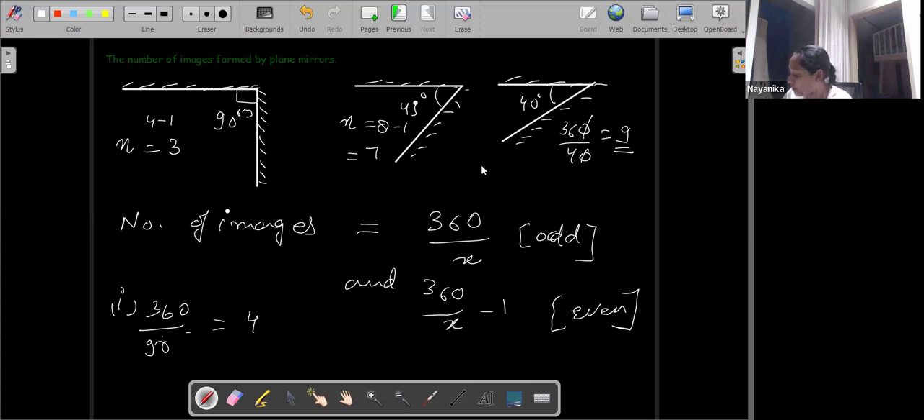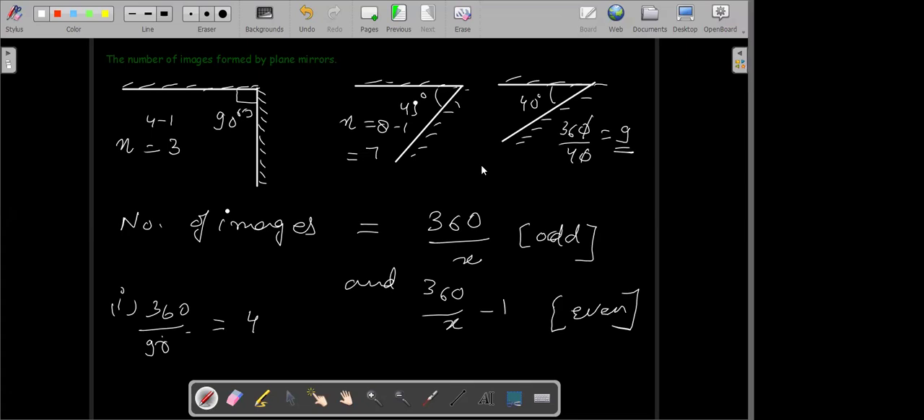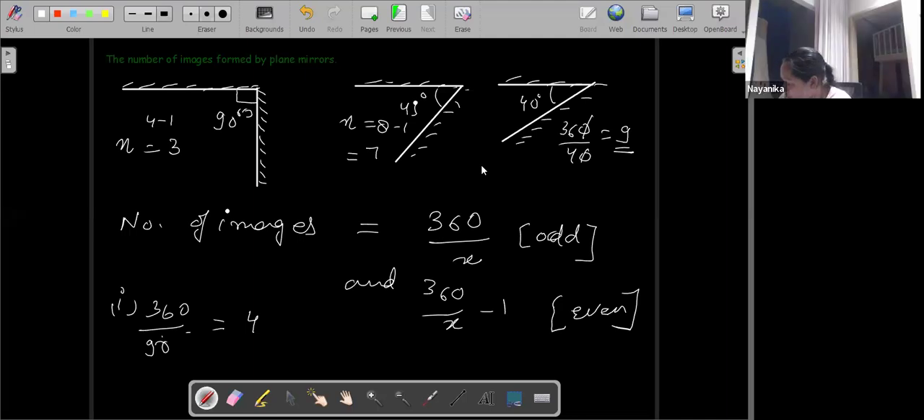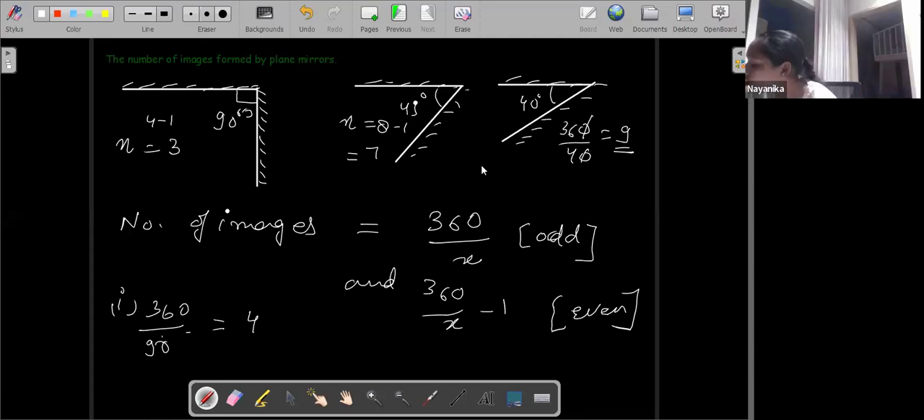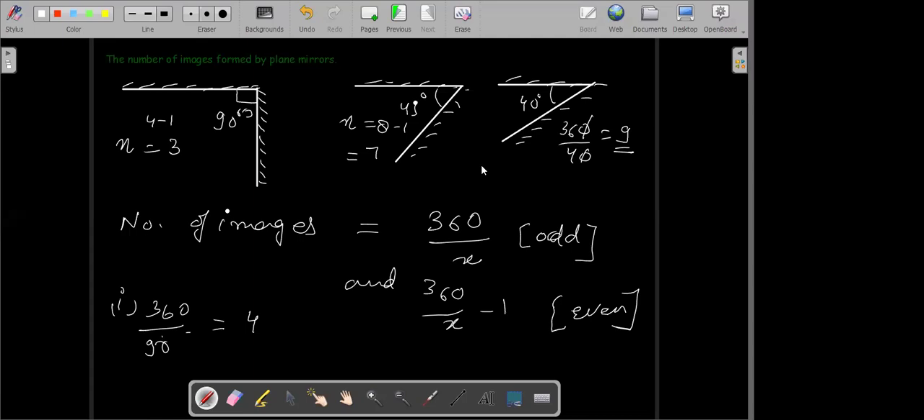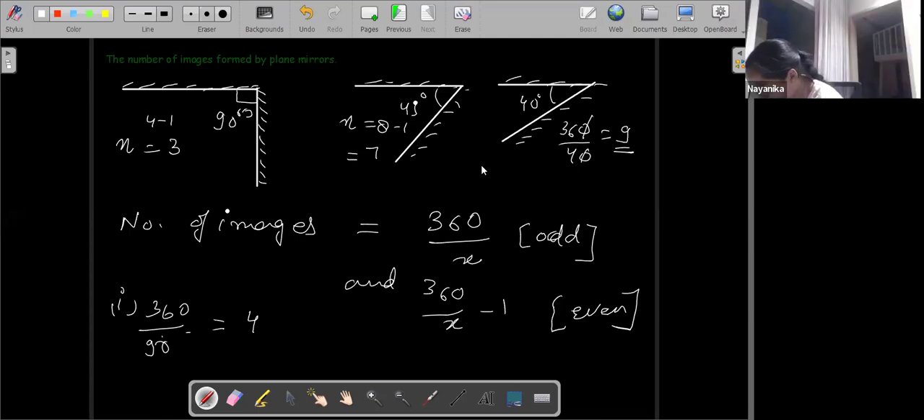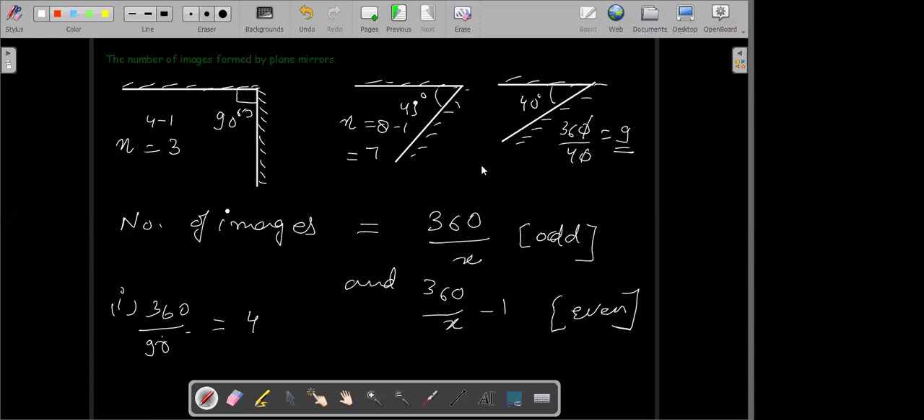Sir, if 360 degrees divided by 90 gives 4, we need to do minus 1. Yes, then that's 3 images that will be formed. Sir, what if we get a two-digit number? Even if you get a two-digit number, the same rule applies.